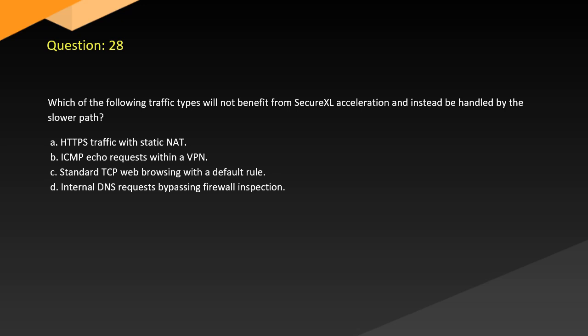Question 28. Which of the following traffic types will not benefit from SecureXL acceleration and instead be handled by the slower path? A. Traffic with static NAT. B. Encrypted traffic over VPN. C. Standard TCP web browsing with a default rule. D. Internal DNS requests bypassing firewall inspection.